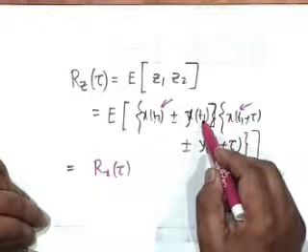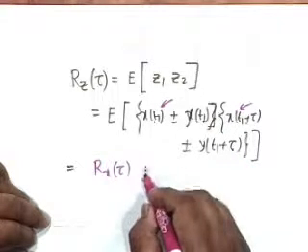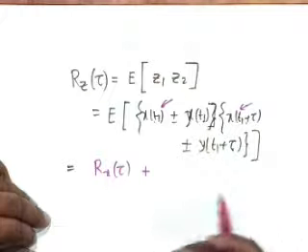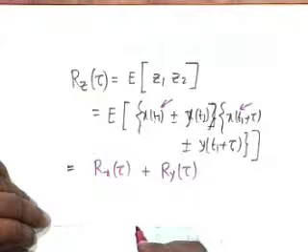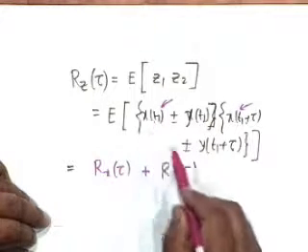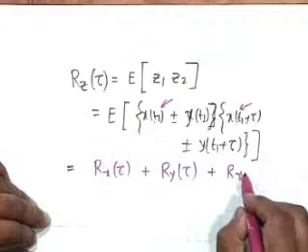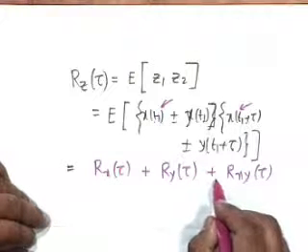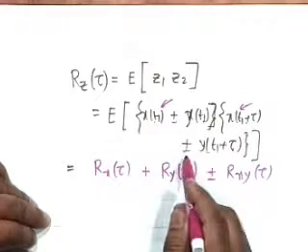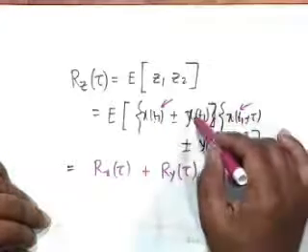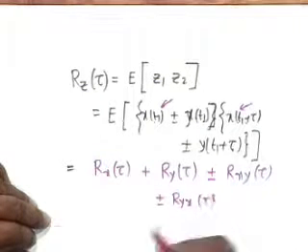Then when plus minus y of t1 multiplies plus minus y of t1 plus tau, the sign is plus, plus into plus makes plus, minus into minus makes plus, and the expected value is simply ry of tau. Alright. Then when x of t1 multiplies y of t1 plus tau, what do you get? rxy tau with a plus minus sign. If this is plus, then the product is plus. If this is minus, then the product is minus. And similarly, when y of t1 multiplies x of t1 plus tau, you get plus minus ryx tau.